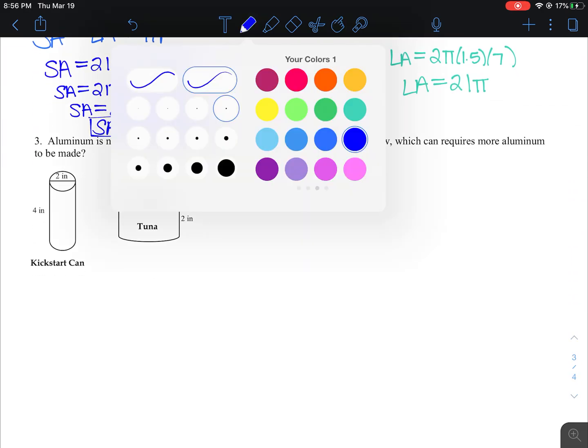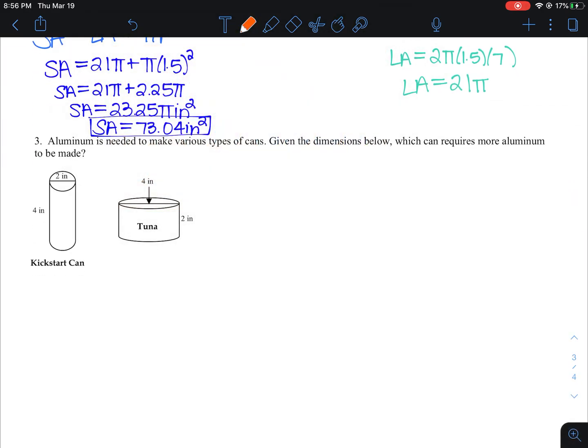Okay, so last question. It says, aluminum is needed to make various types of cans. Given the dimensions below, which can requires more aluminum to be made? So think for a second, if we're just talking about the aluminum on the can, that's around the sides and the top and the bottom. So we are trying to compare surface areas, right? Not lateral areas, because that would be just the sides. We want to know the aluminum is everywhere on the can. So we want to compare the two surface areas of these two cans.